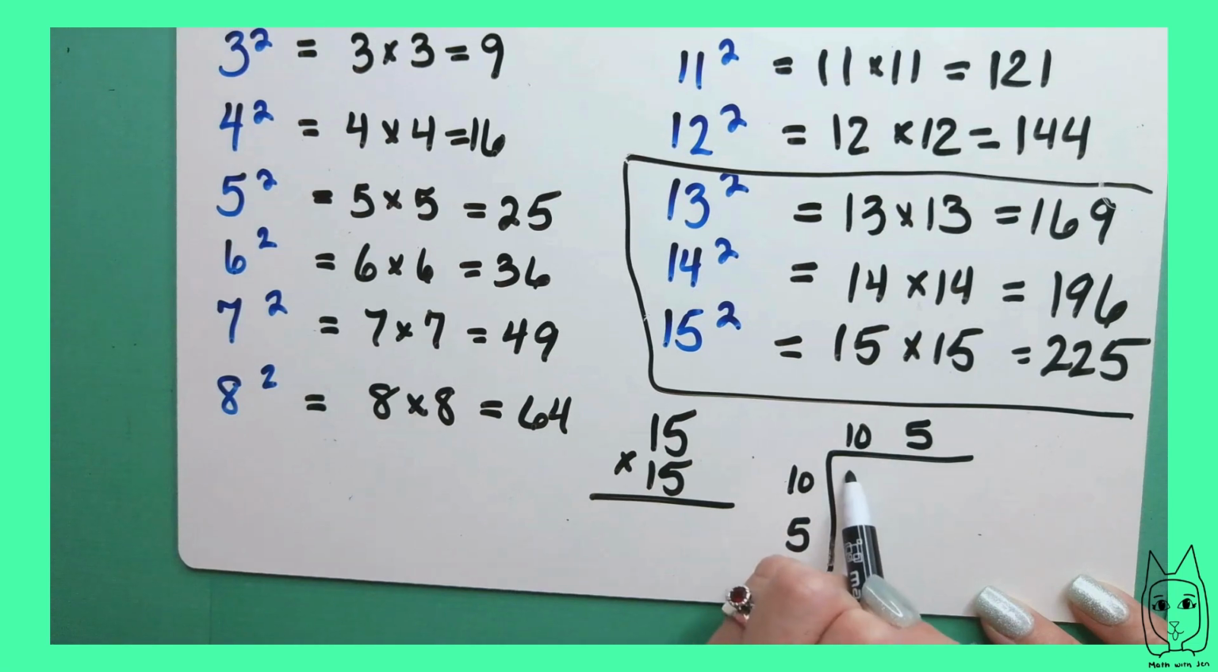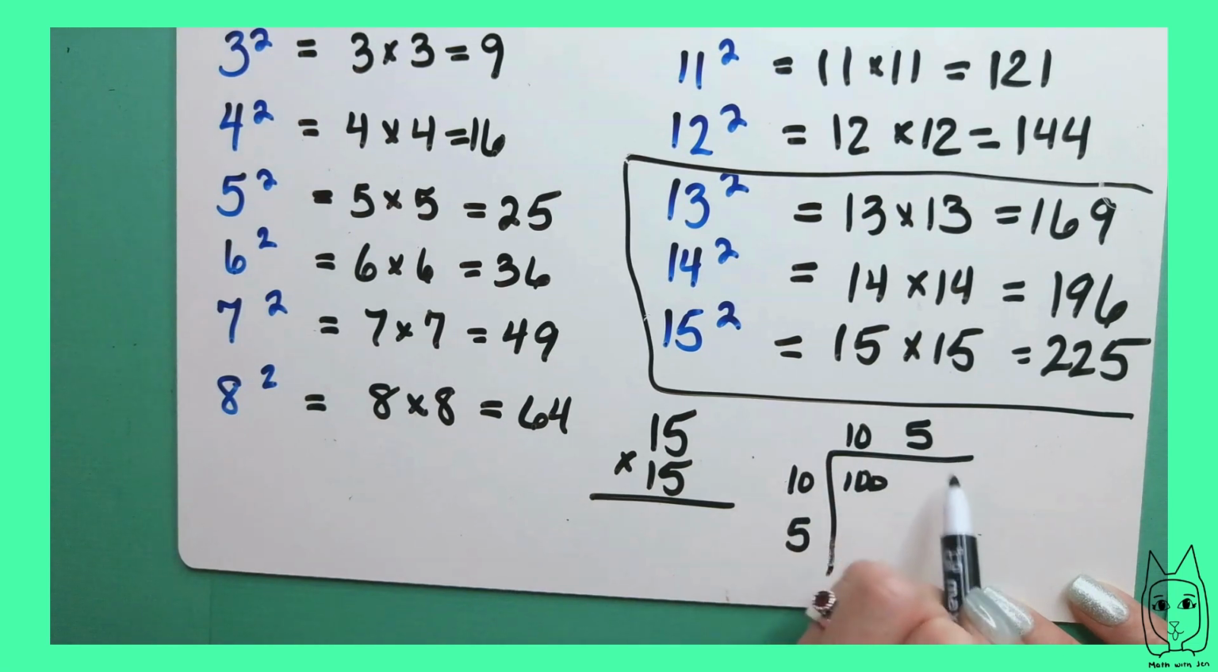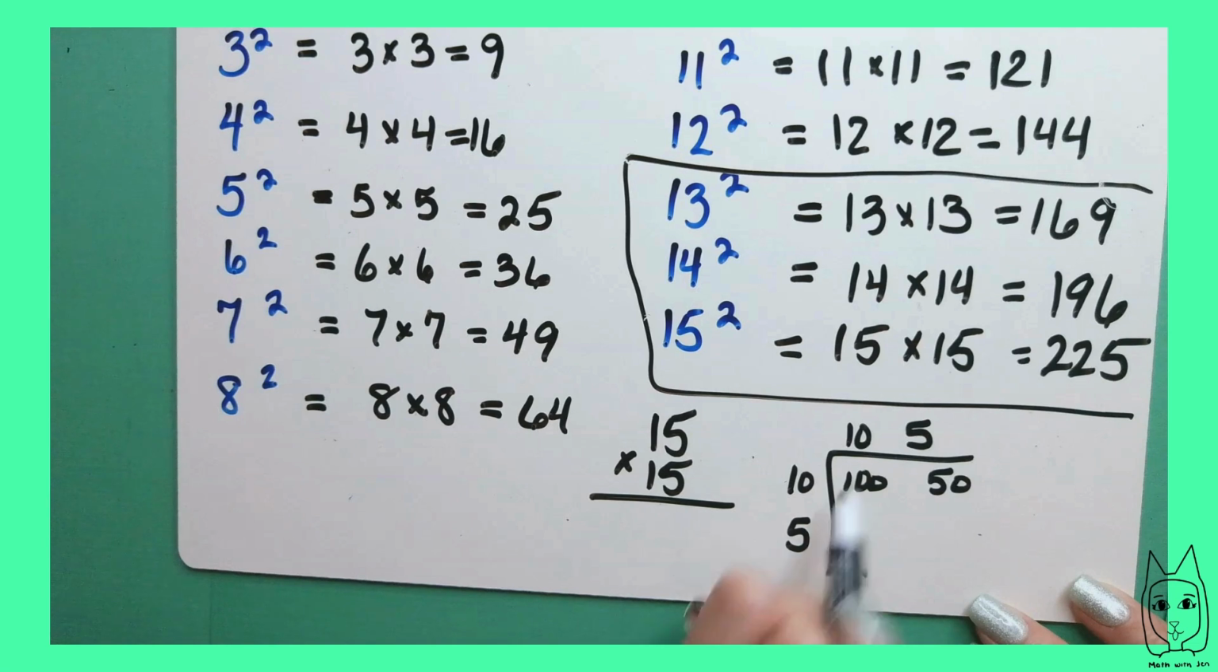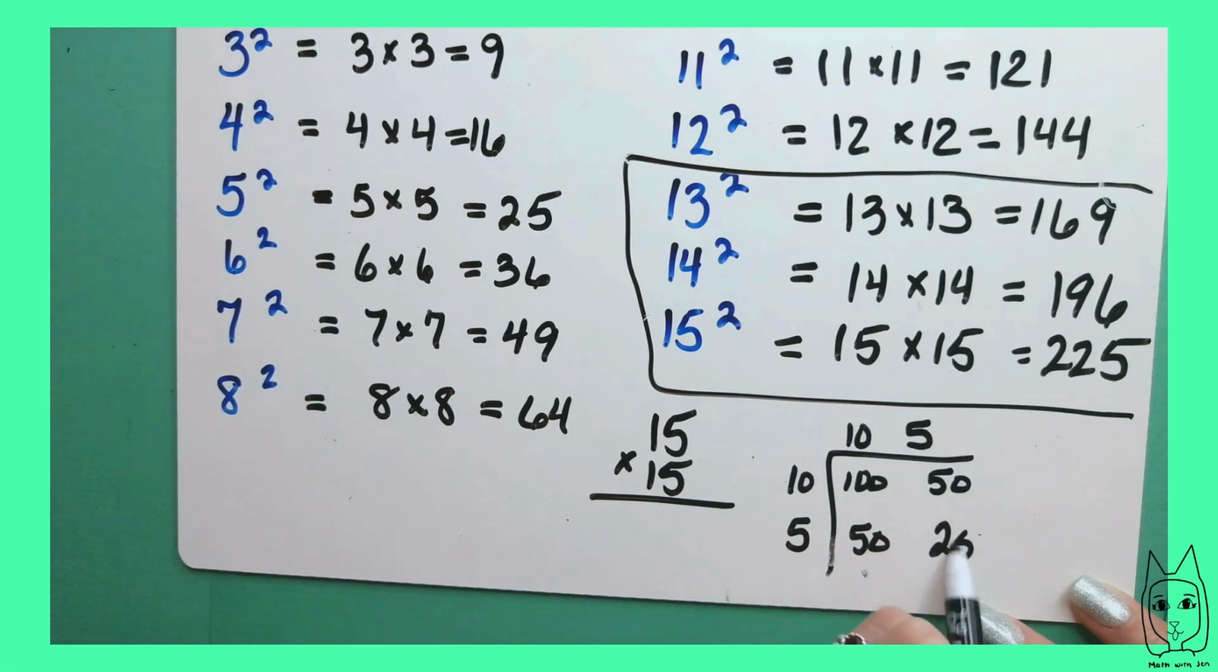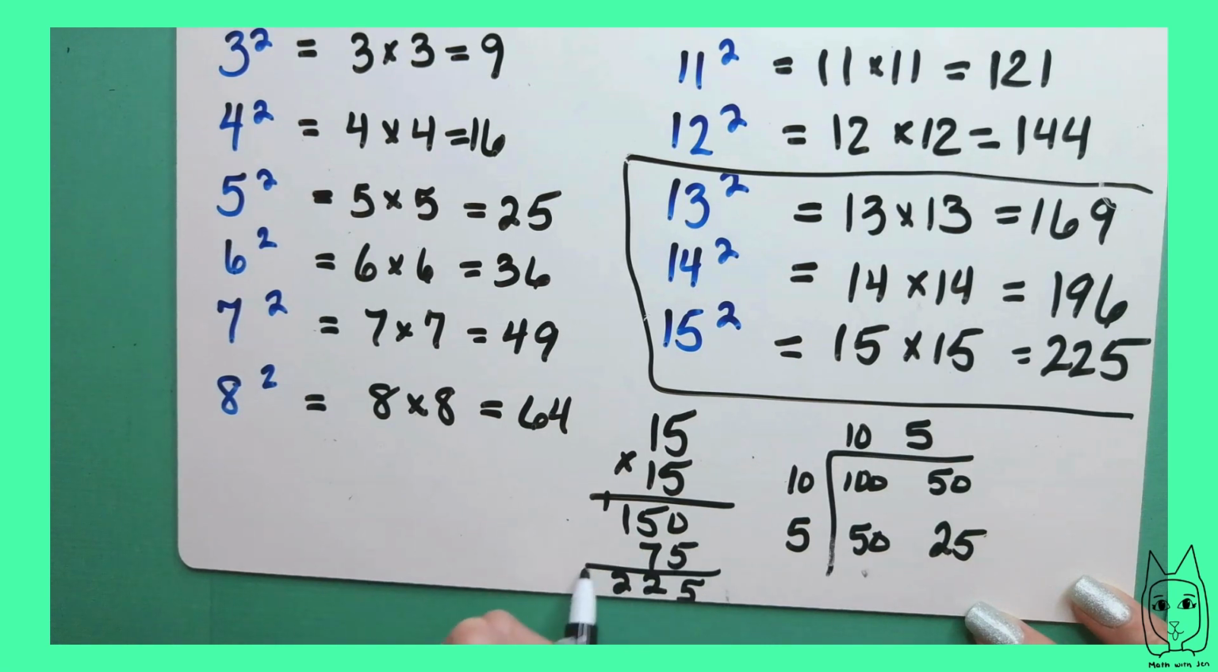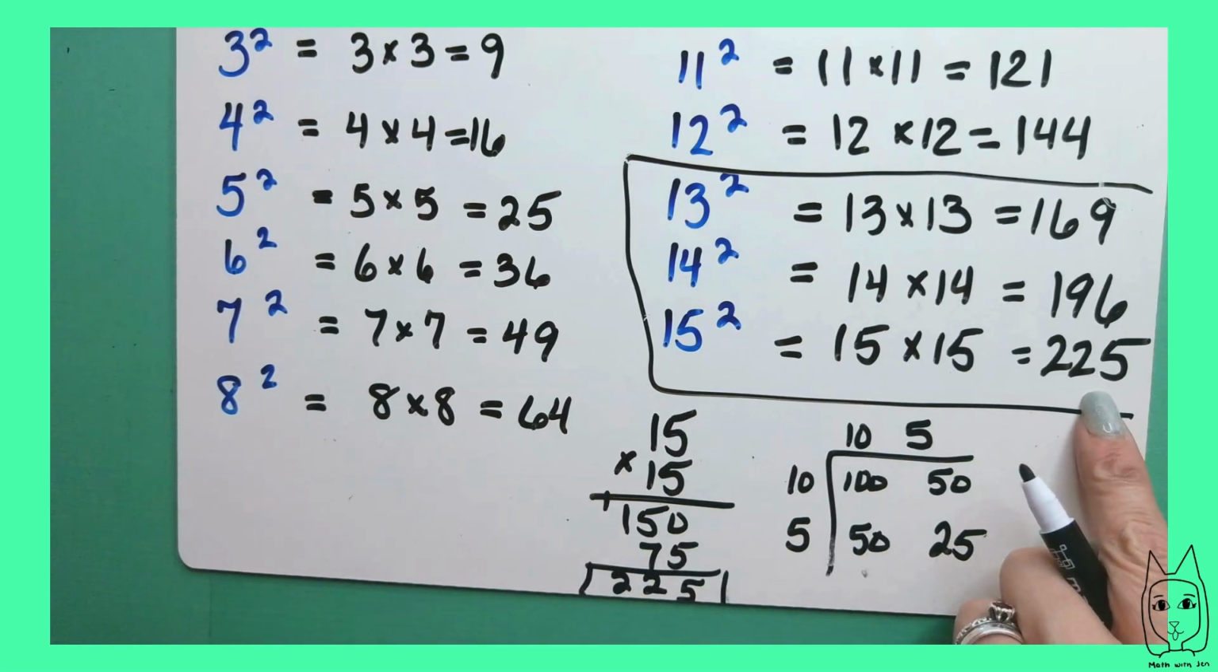10 times 10 is 100. 10 times 5 is 50. 5 times 10 is 50. 5 times 5 is 25. I can add up the columns. I'm going to go ahead and put that over here. 150. Add up these. That's 75. Add those together, and we get that 225 that I told you about.